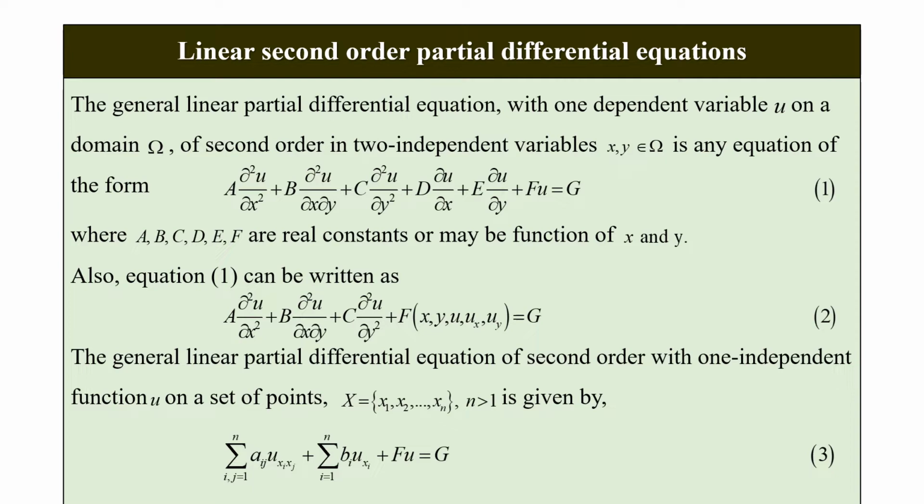equation number 3. The main difference between equation number 1 and equation number 3 is that here we have considered the two independent variables x and y, but in equation number 3 we have considered the n independent variables x1, x2 and so on up to xn.